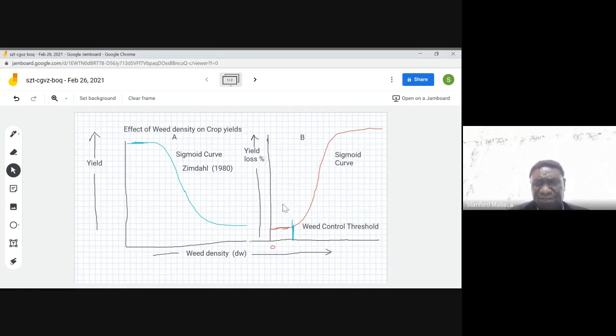Again, if you look at the yield loss, when you increase with density, at first there's no loss. But as you continue increasing density, the yield loss suddenly starts increasing until it reaches a certain point.